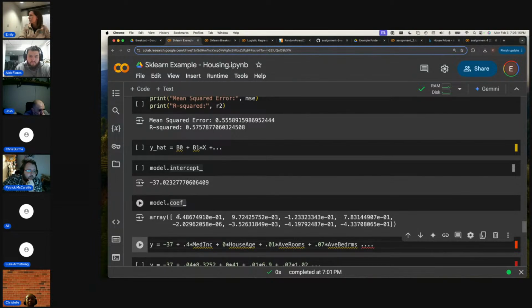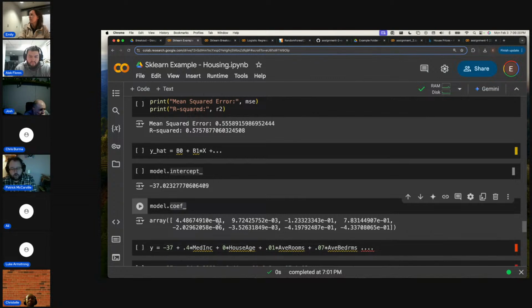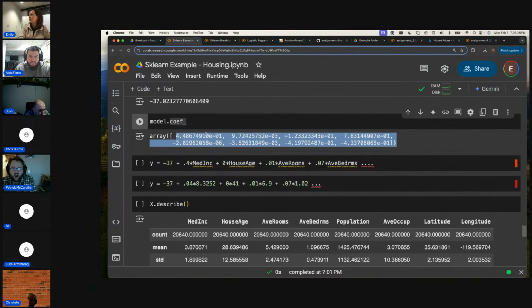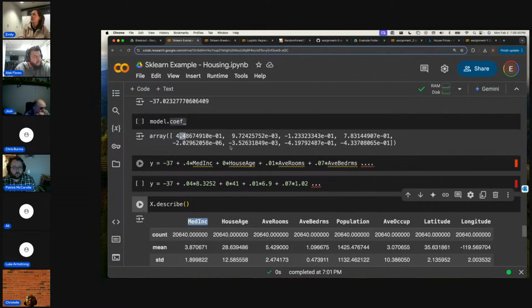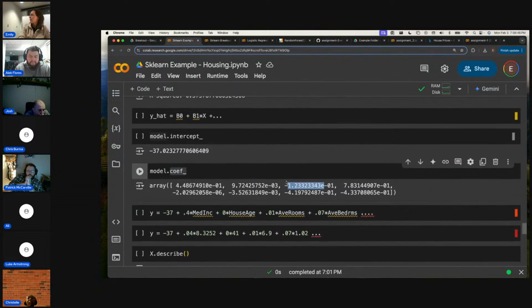So we can start to build this formula now. We can map these. This is just an array of numbers, but how do we know which of these columns it matches to? It's in the order that we passed it. So it will progress median income, house age, average rooms, average bedrooms, population. The weight applied to median income is there. The weight applied to house age is here. The weight applied to average rooms is here.